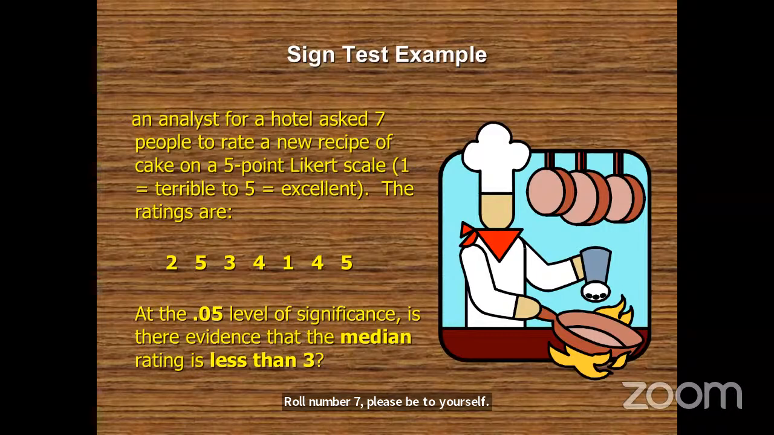All right. Then we have this example. And what we have to test now, there we compare the mean, here we have to check the median. See what we have to test at the level of significance 0.05. Is there evidence that the median rating is less than 3? This is what we have to check. The median rating is less than 3. In parametric we have mu, but in non-parametric we have median is less than 3.